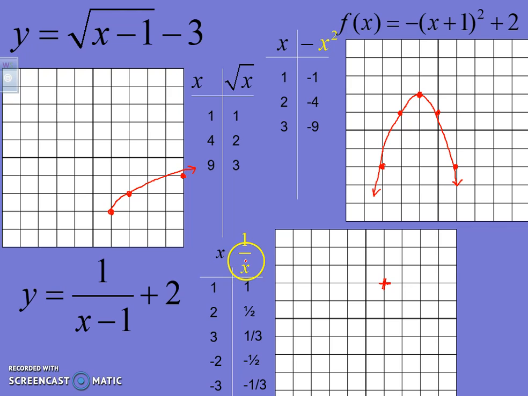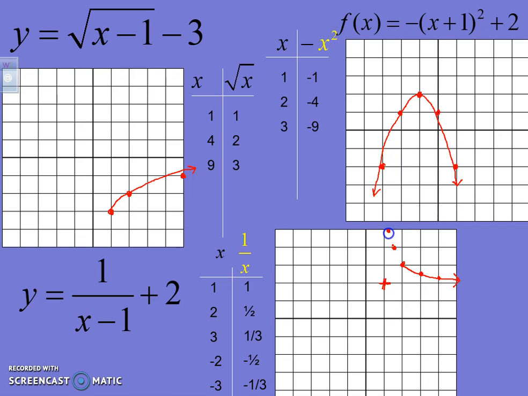Okay, and then from there, I'm going to plug in 1. 1 over 1 is 1. So go 1, 1. Plug in 2. 1 over 2 is 1/2. Plug in 3, it's 1/3. 4 is 1/4. And it goes like that forever. It keeps getting closer and closer to the axis, okay? So then if you go backwards, you can plug in a 0.5. Well, 1 over 0.5 is actually 2. Then if you plug in 1/3, you get 3.